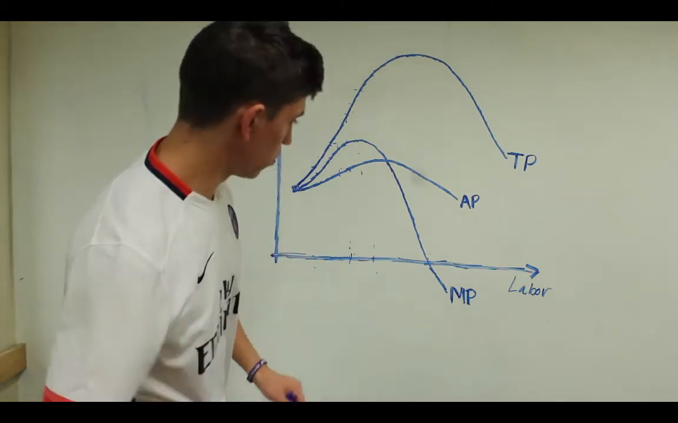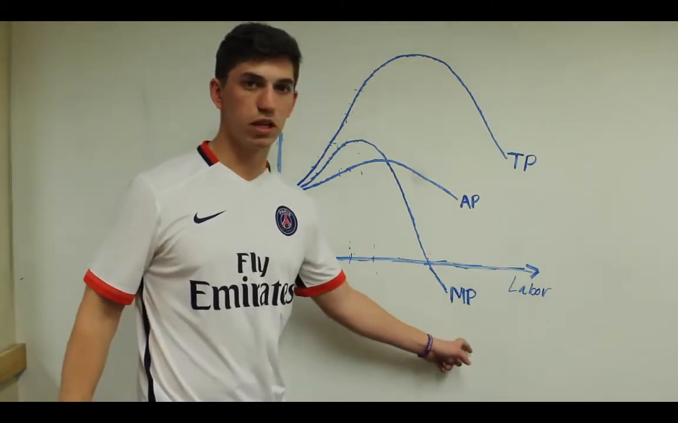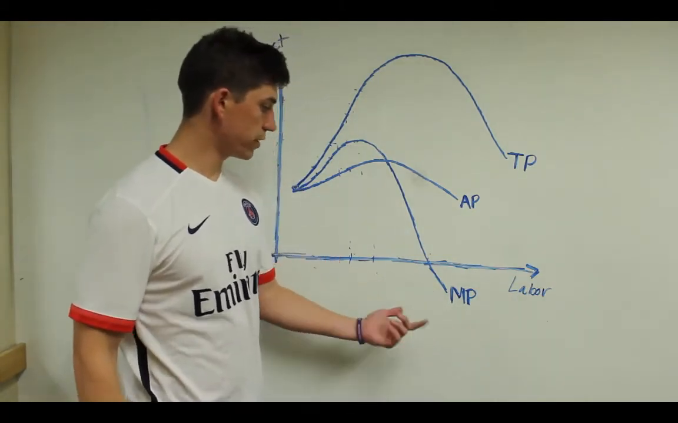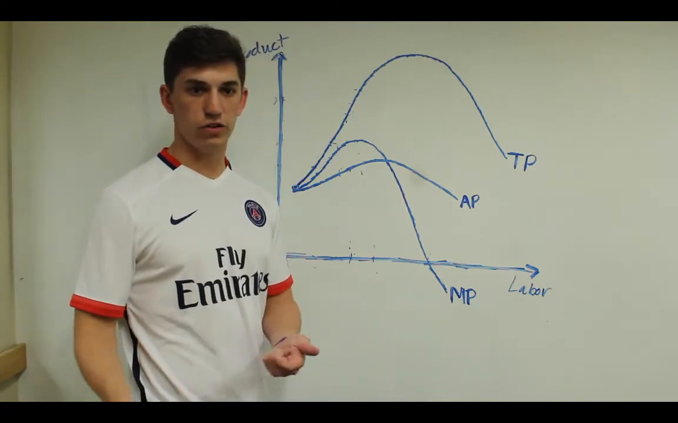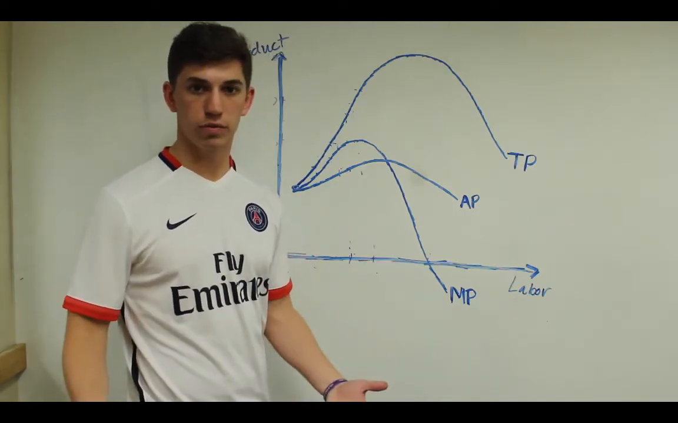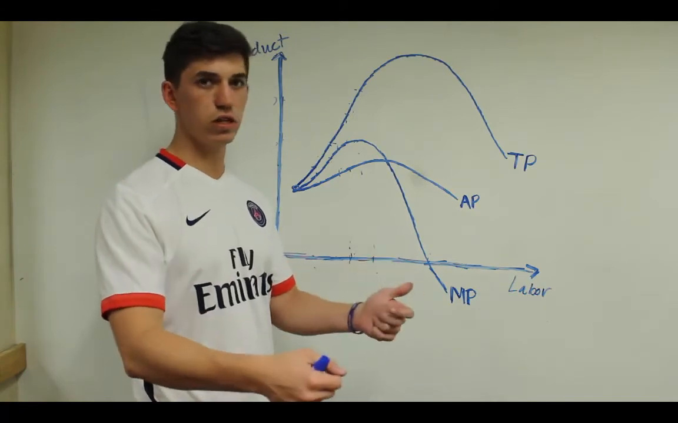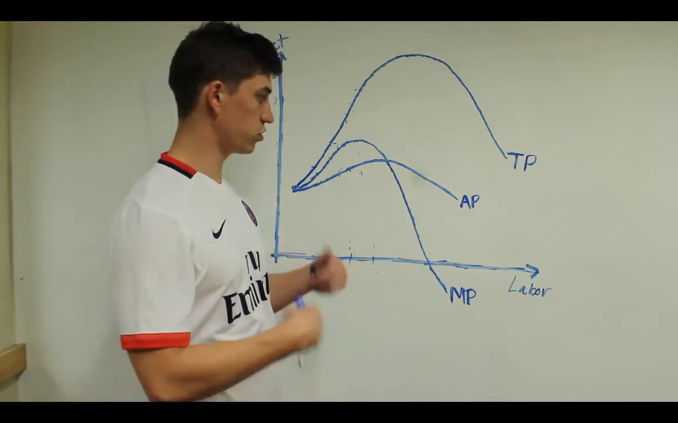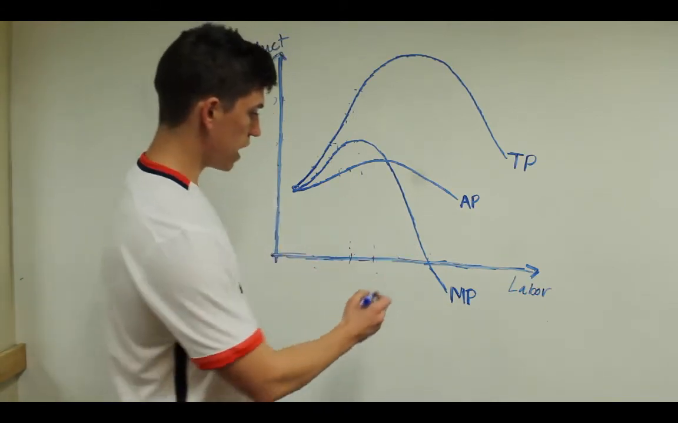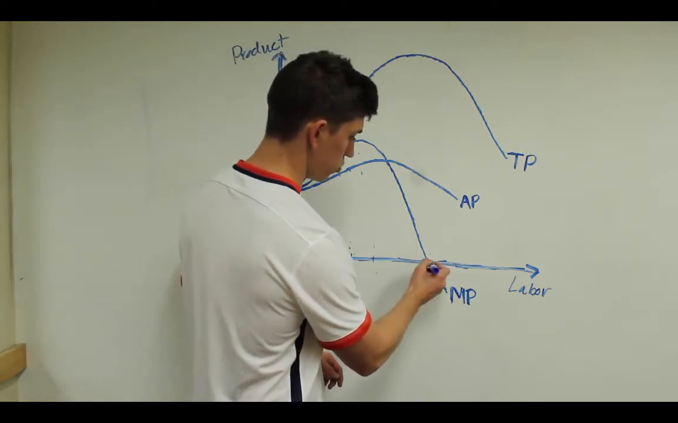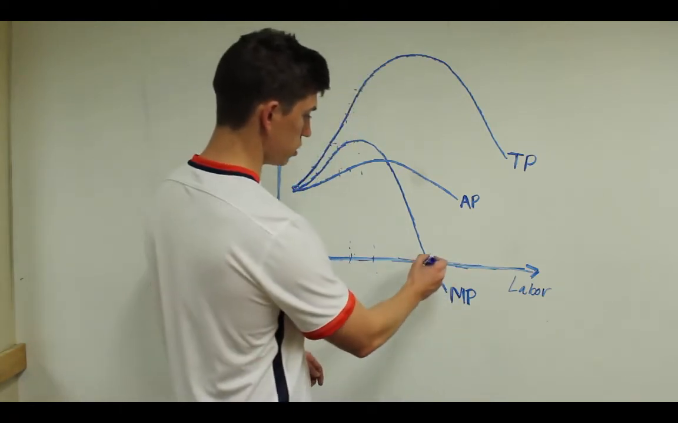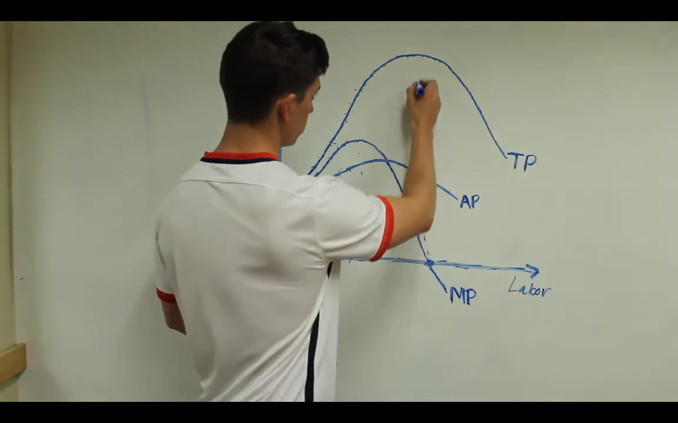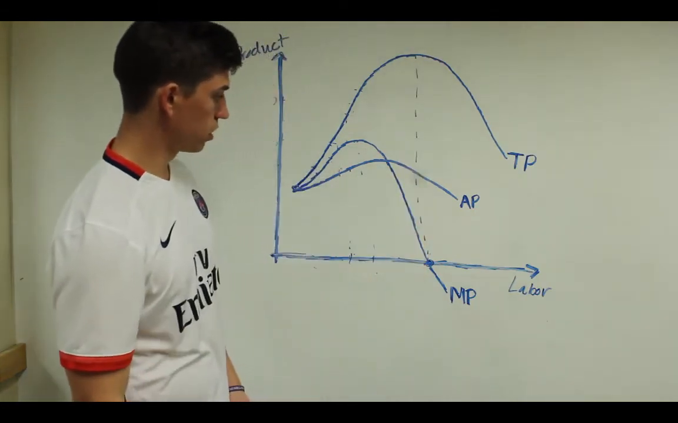Another relationship. So notice that marginal product can become negative. So at some point or another, adding another worker actually gets us less total output, right? So the next worker decreased our total product. So that means that this marginal product here, where marginal product is 0, should correspond to the maximum point on our total product curve.